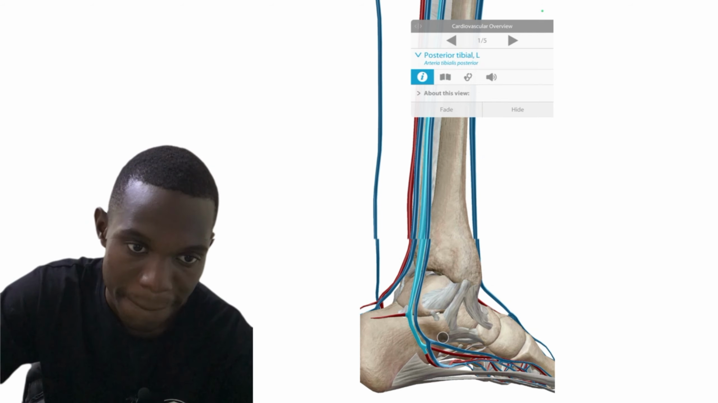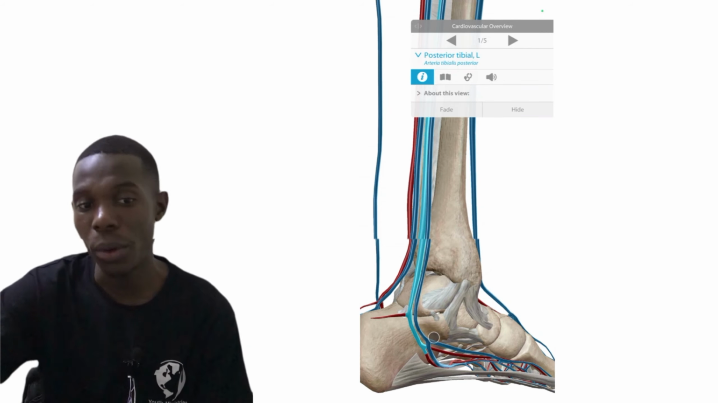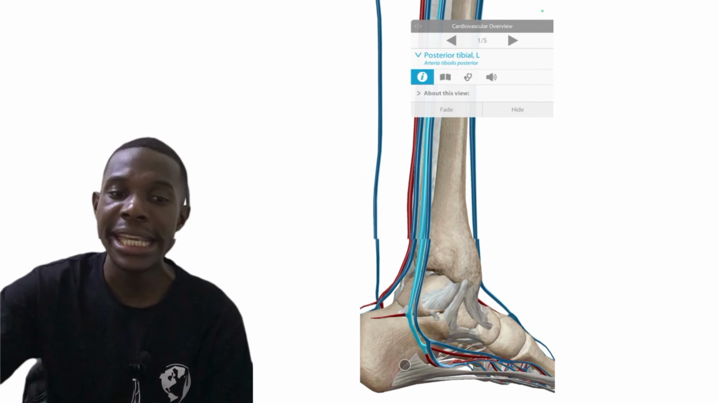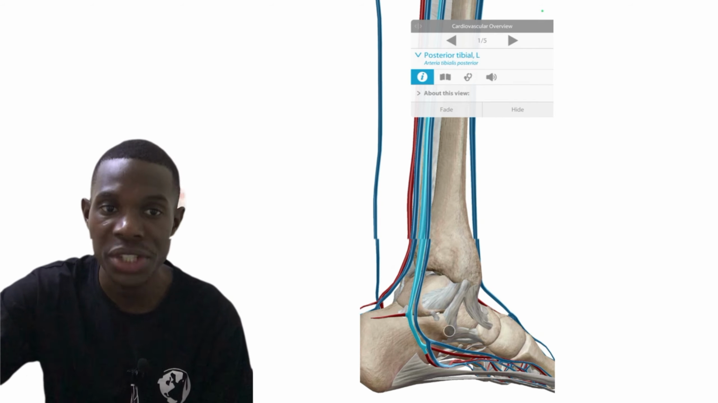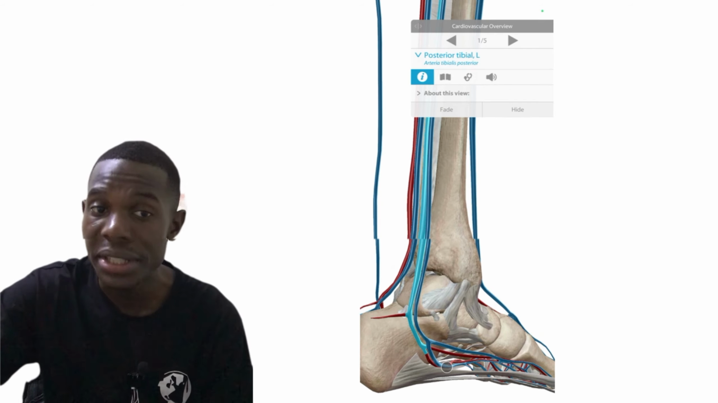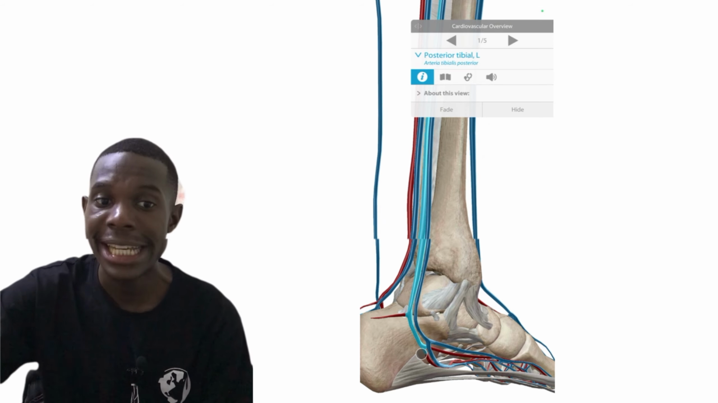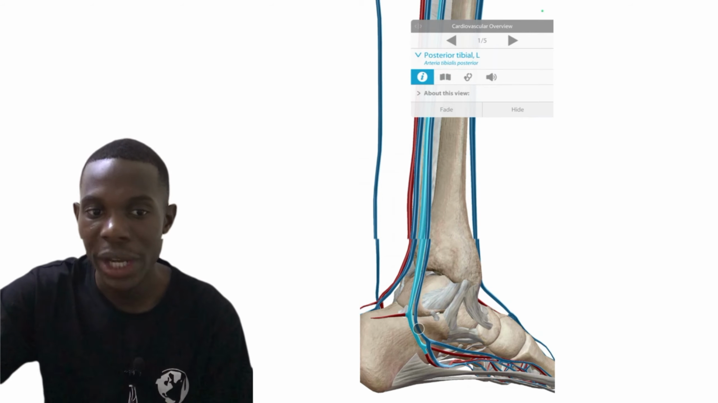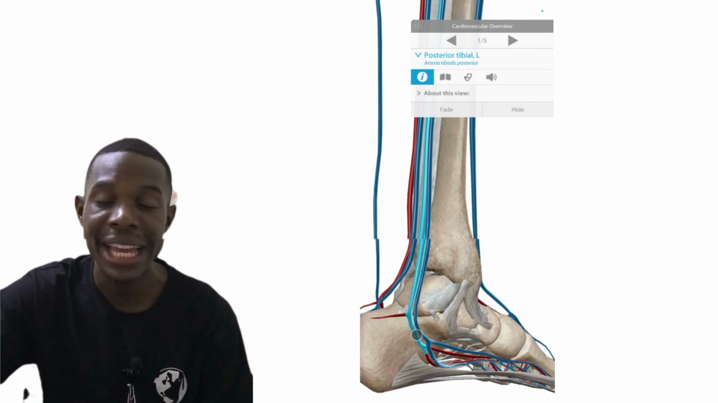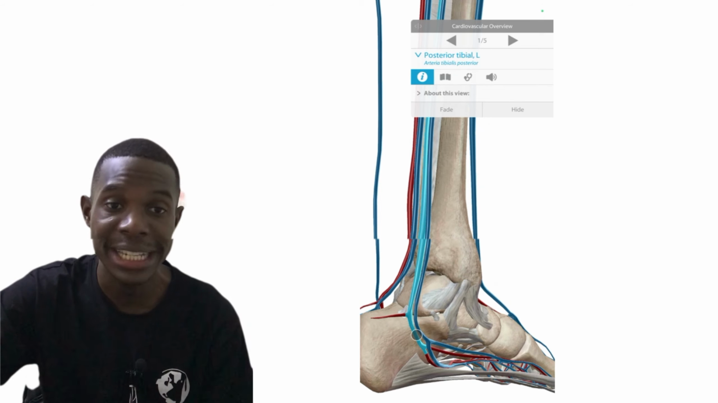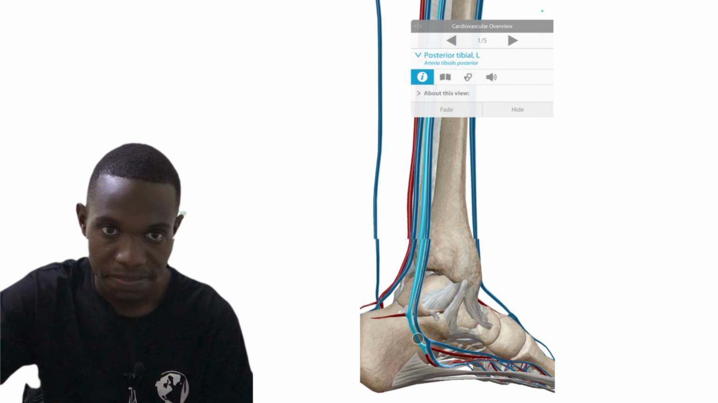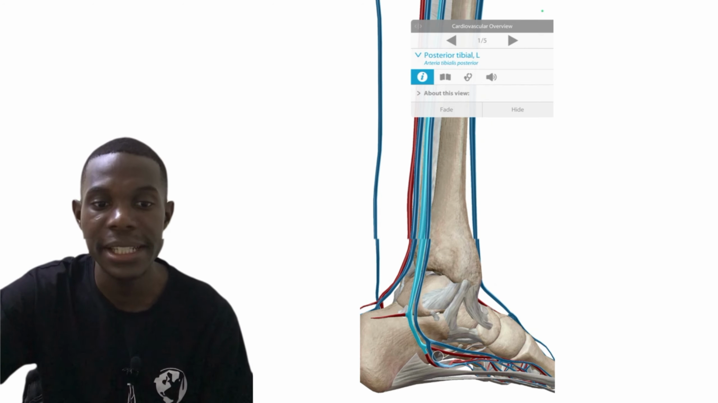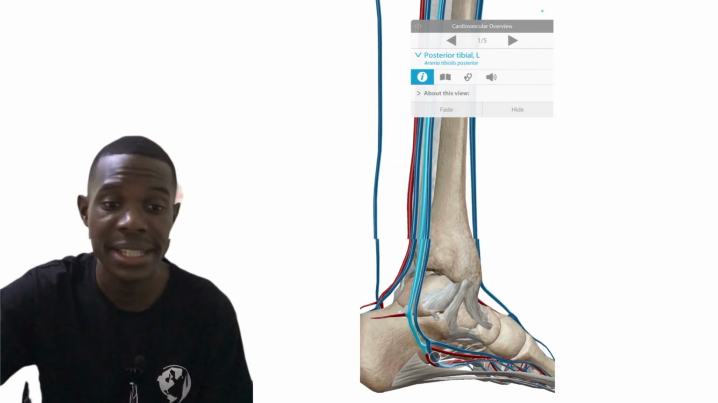posterior tibial artery. Mind you that in thin people, you can also feel the pulsation of the posterior tibial artery between the tendons of the flexor digitorum longus as well as the flexor hallucis longus. Then in the sole of the foot, this artery is the one that supplies the sole of the foot.